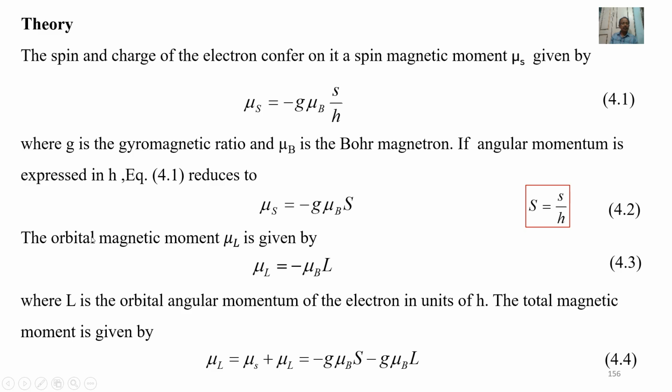Also, the orbital magnetic moment μL is given by μL = -μB L, where L is the orbital angular momentum of the electron in units of ħ. So the total magnetic moment is given by adding these two. So this is not μL, this is μ. So capital μ = μs + μL, which, adding these two equations, gives us -g μB s - μB L.